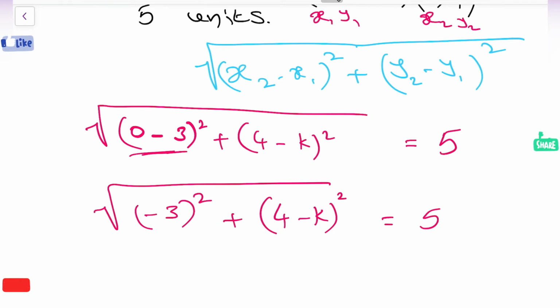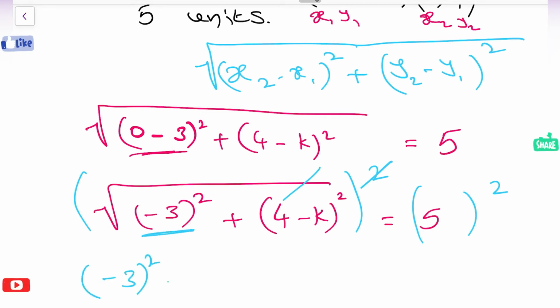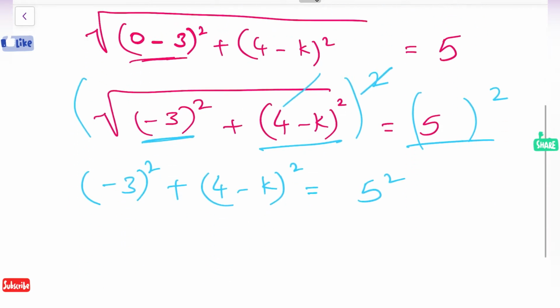Now left side we have square root. So to remove that square root, on both the sides of the equation I am doing squaring, so that the square root and square will get cancelled. So we remain with minus 3 whole square plus 4 minus k whole square is equals to 5 square. Okay, let us simplify this now.